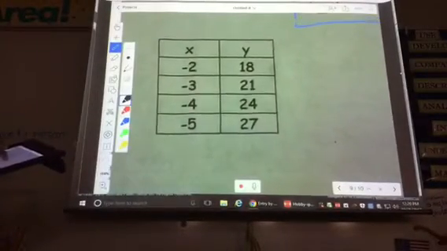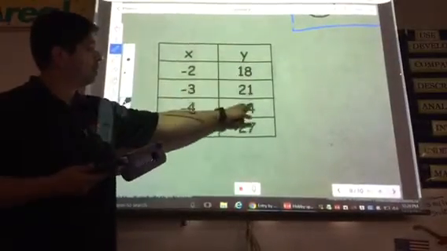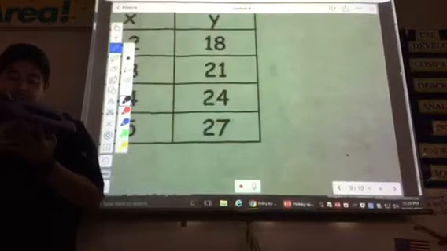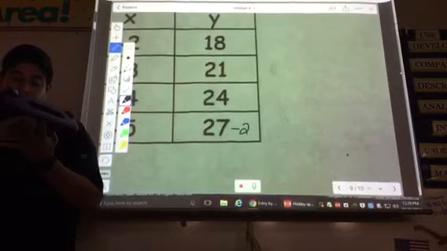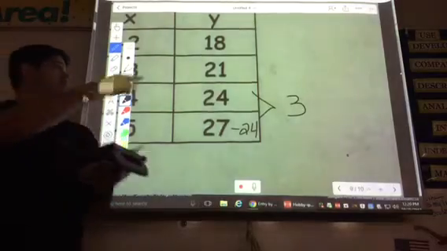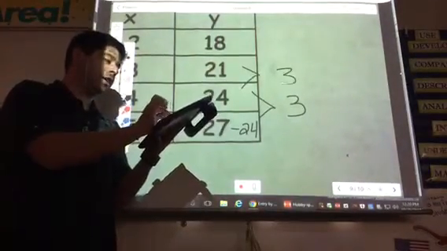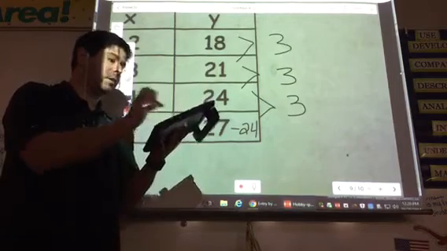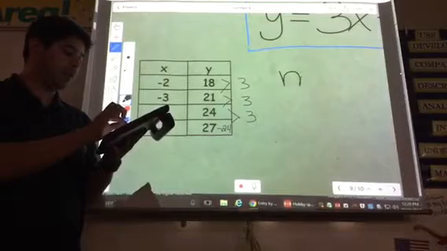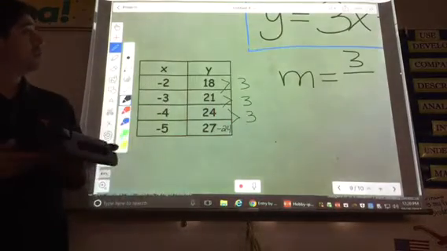Okay, first thing I'm going to do is find the change in y's. So these right here, 18, 21, 24, and 27. So 27 minus 24? 3. Good. 24 minus 21? 3. Good. So we see our change in y is going to be 3. So once I find that out, then I'm going to put my slope. That's going to be my numerator for the slope.